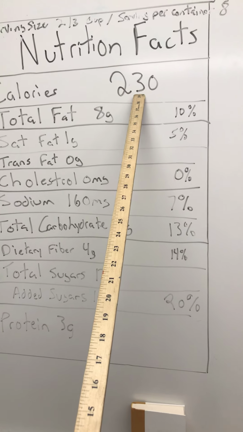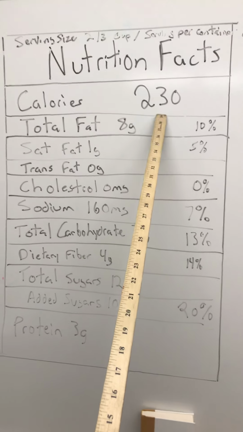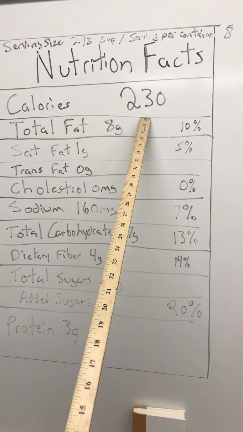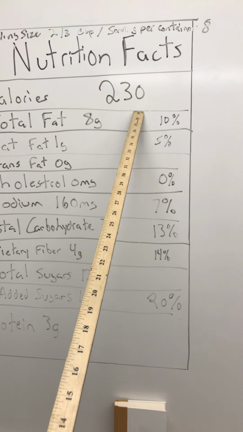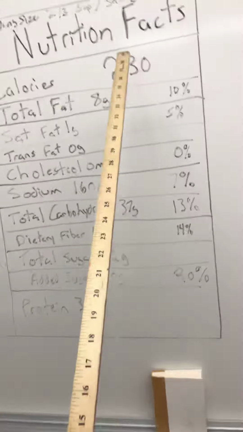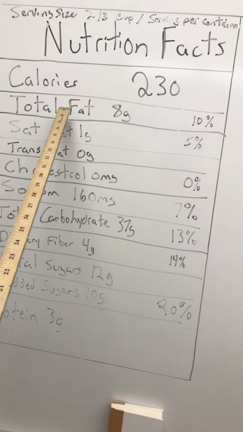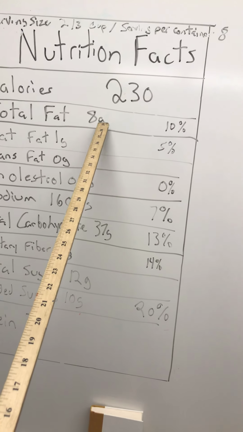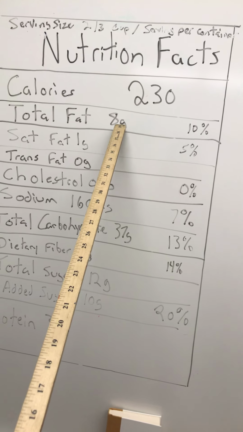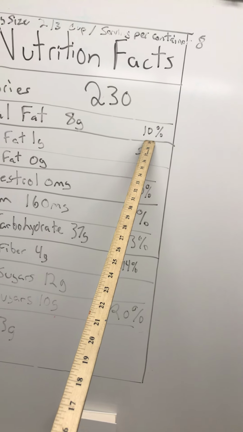The first thing you should look at is the number of calories, and this is based off of a 2,000 calorie diet. So 230 of your 2,000 total calories will be in this particular serving. Again, if you eat the entire thing, you take 8 times 230, and that would be the result. The next part is the total fat. You can see there are 8 grams of total fat, which equates to roughly 10% in a 2,000 calorie diet.